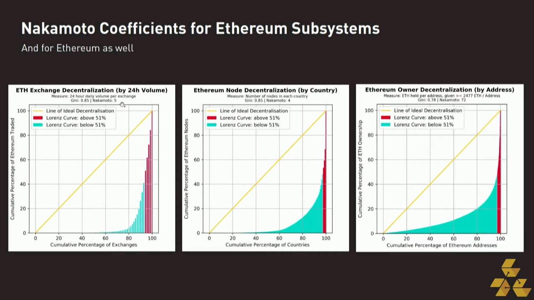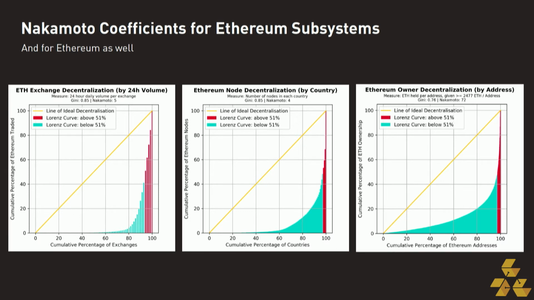5 exchanges have more than 51% of Ethereum volume. 4 countries had more than 51% of Ethereum nodes, and about 72 holders had more than 51% of Ethereum, conditional on them having a certain large amount of Ethereum. Again, otherwise, without that boundary condition, you don't get a very informative number.